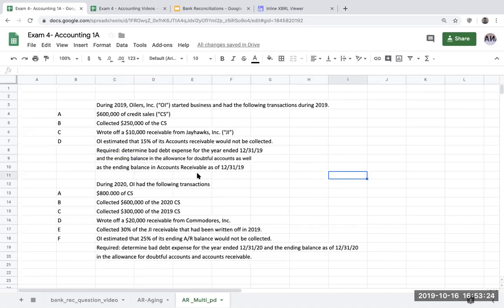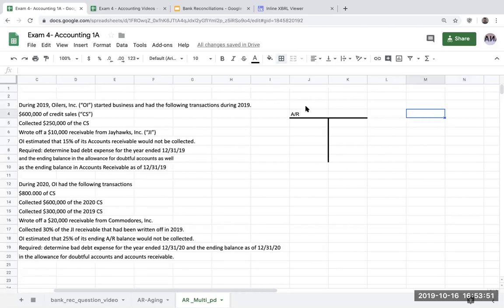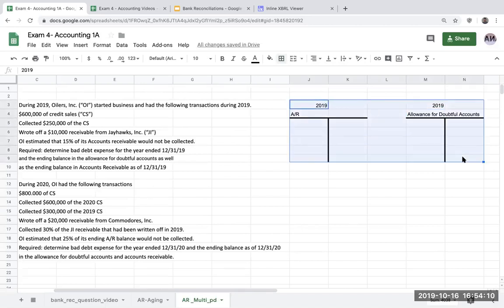And what will happen is that on your exam, you'll be given over here a list of various different transactions. What you'll then need to do is, on the opposite page, I'm going to be giving you T accounts. You'll see T accounts over here for accounts receivable, and over here for the allowance for doubtful accounts. And this here would be for 2019. And then you get down to the next year, which would be for 2020.